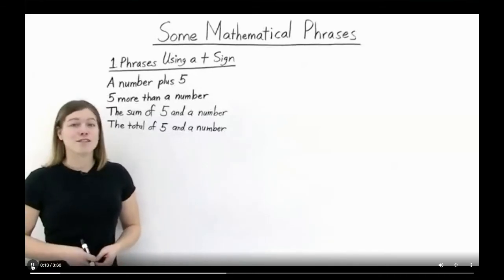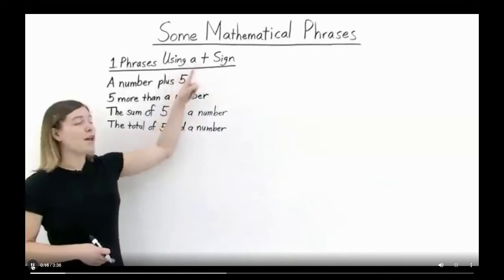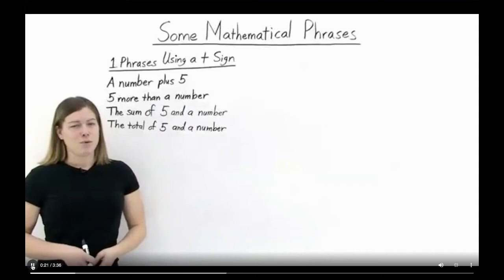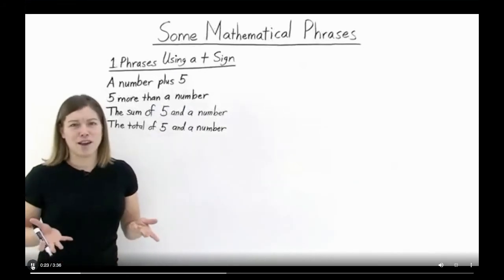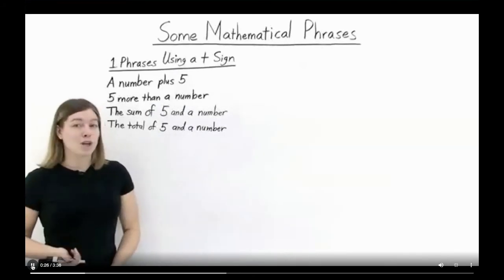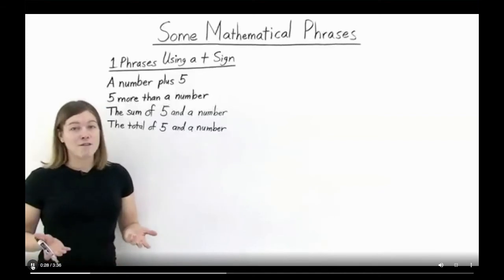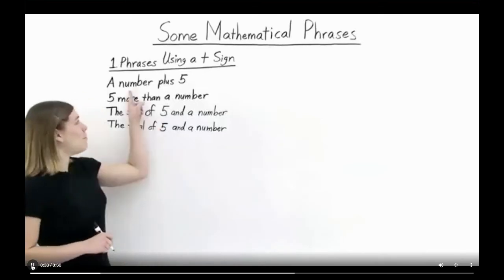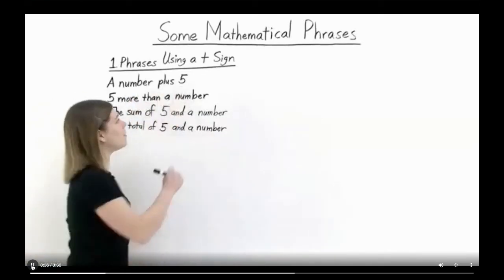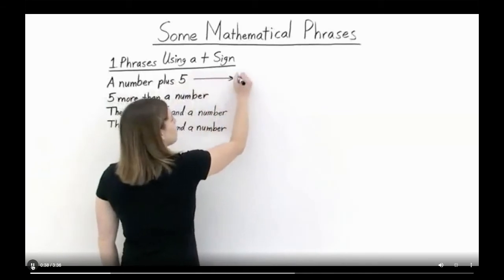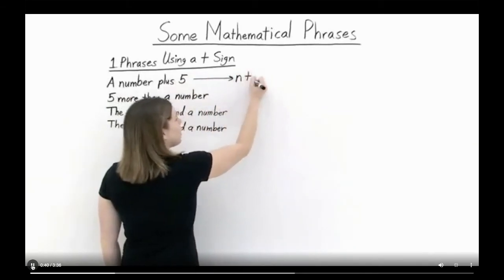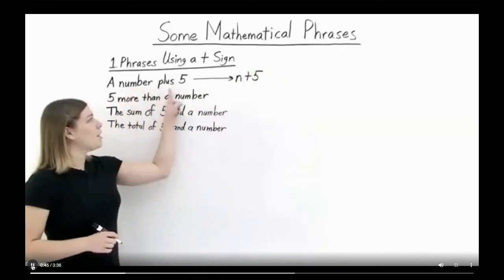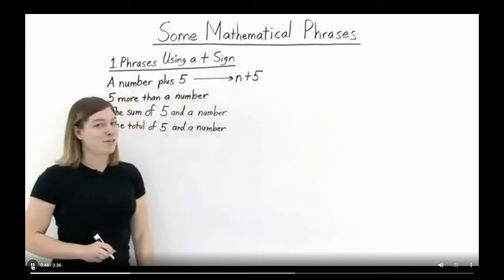First, let's look at phrases that translate to using a plus or addition sign. Here we have a number plus 5. Well, first, what is this a number thing? A number just means that we're working with a variable. So you can pick any variable to represent this number. Here, let's pick n. So we have a number, which is n plus 5. To convert this, we'll have our number n plus, so we write a plus or addition sign, and then the number 5. So now a number plus 5 converts to n plus 5.